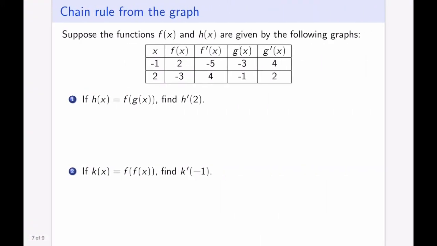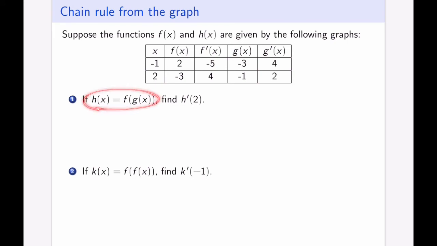Okay, let's take a look now at what happens with the chain rule applications if we are given our function numerically or using a table of values of some sort. So here I have the two functions f and h, and they're given to me by the table where I have both the function and the derivative values at different points of x. The way that we would read this table is if x is -1, then these in the first row are the values that correspond to f of -1, f prime of -1, g of -1, and g prime of -1. And the same for 2.